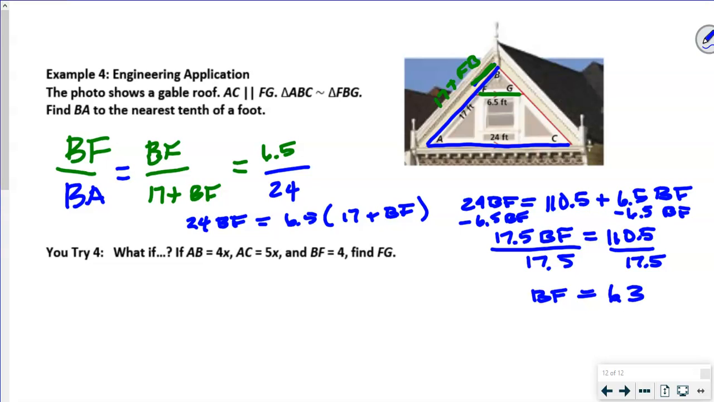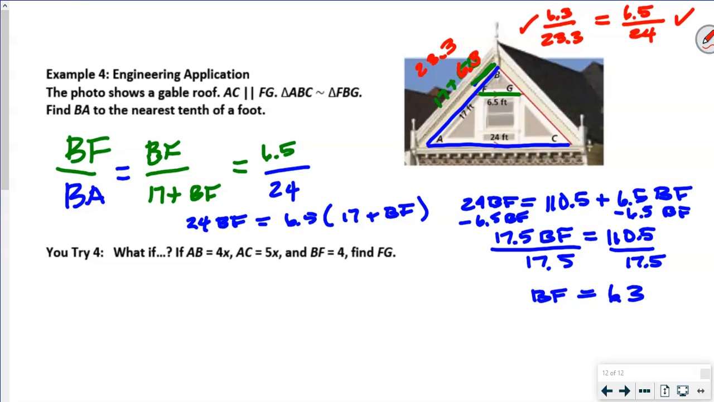So, again, what we can do is put that number back up here, right? 6.3 right there. And so isn't that going to be 23.3 for the whole length? So to check this, again, we would do 6.3 over 23.3 and see if that's equal to our 6.5 over our 24. It does check out, y'all. Okay? All right.